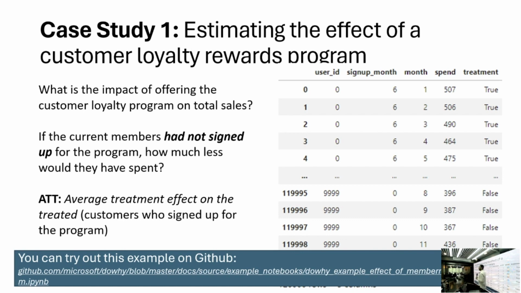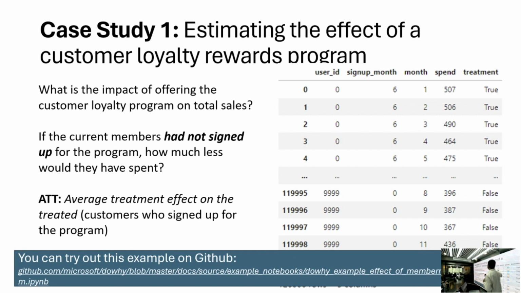Now you can frame it like a counterfactual. You can say, if the current members, who are members of your loyalty program, had not signed up for the program, how much less would they have spent? That's your question. It's a counterfactual question, right? You have your current members, they signed up, they made some purchases. You want to know if they had not signed up, how much purchase they would do. And I think in the statistics world, it's called ATT, which is the average treatment effect on the treated, which means you only care about the people who did sign up for your program. You just want to know what they would have done, if not sign up.